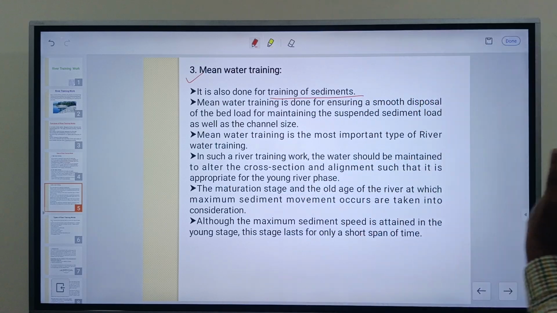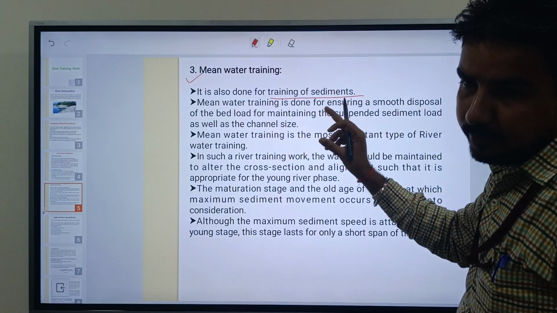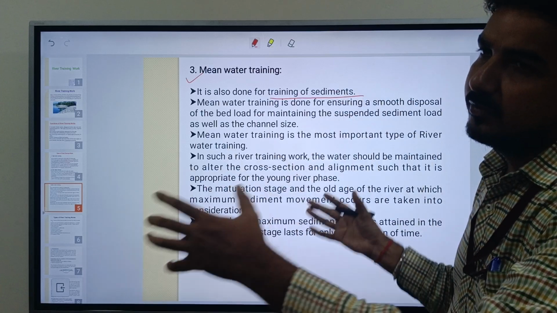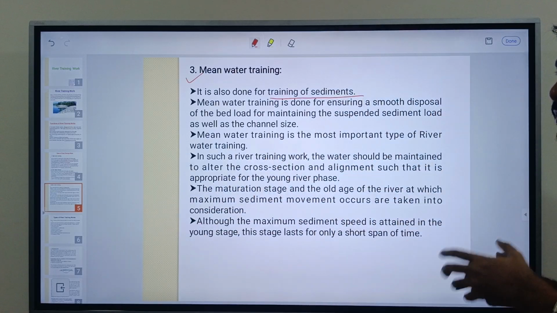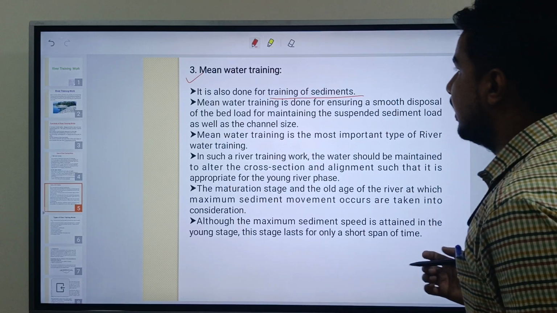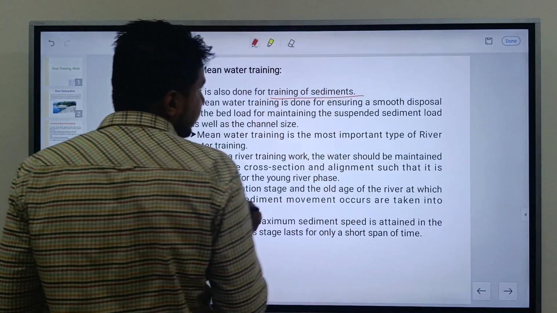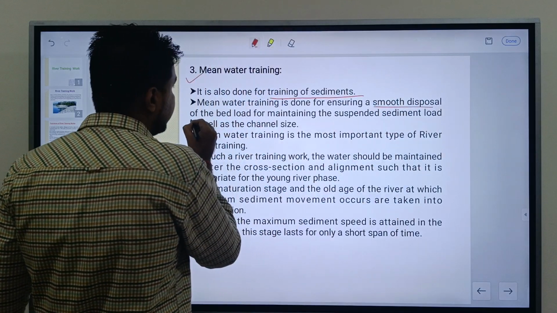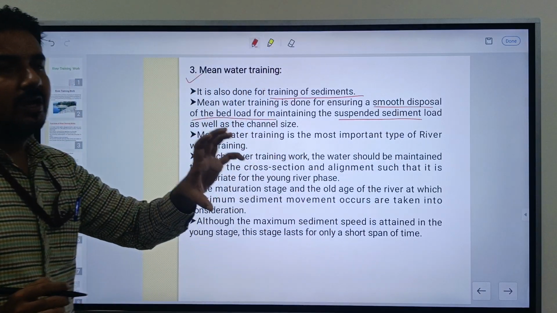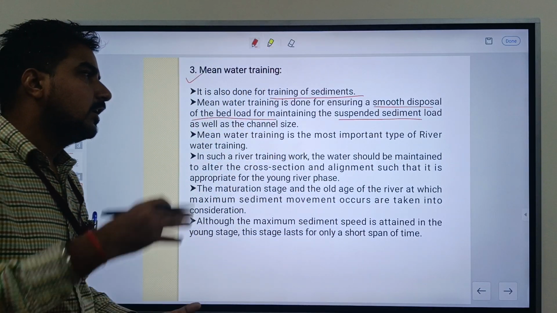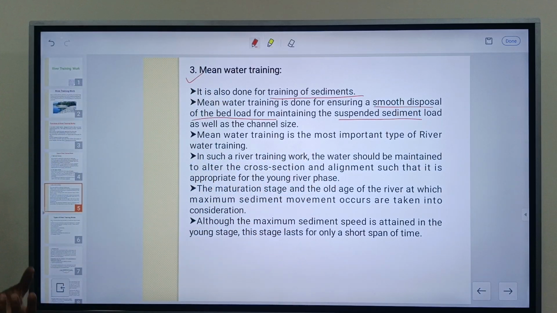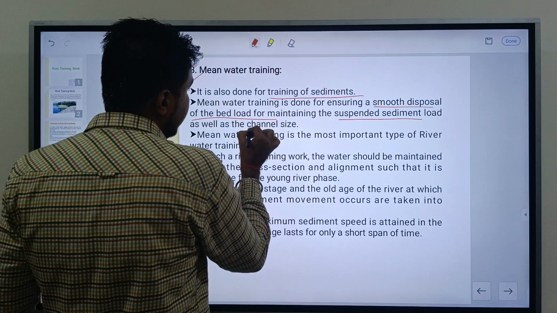In the first one we discussed the flood water. The second one is for depth of water, and here we are discussing the training of sediment, meaning the sediment which flows with the flow of water. How we can regulate it, how we can control it, and how we can easily and safely dispose of it. Water training is done to ensure smooth disposal of the bed load and to maintain the suspended sediments. The load is in two conditions: some of the heavy load settles on the bed, and some of the load material is in suspension in the channel.